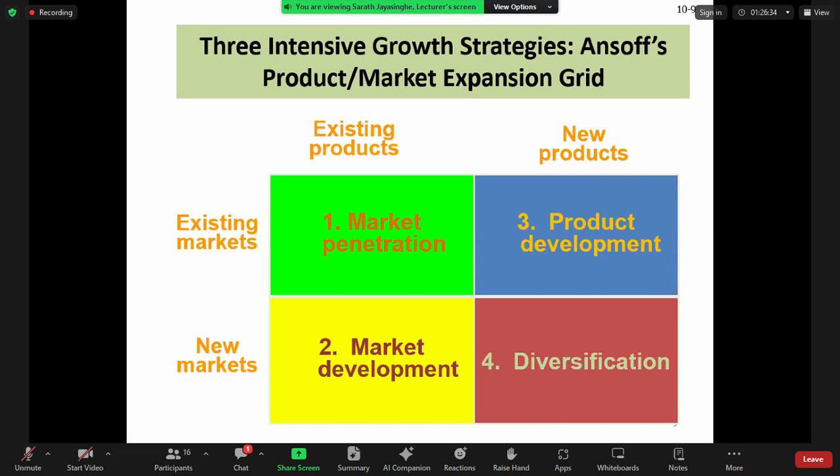Market penetration is the selling of a good or service in a specific market. So it involves using tactics that increase the growth of an existing product in the existing market. So that is market penetration.